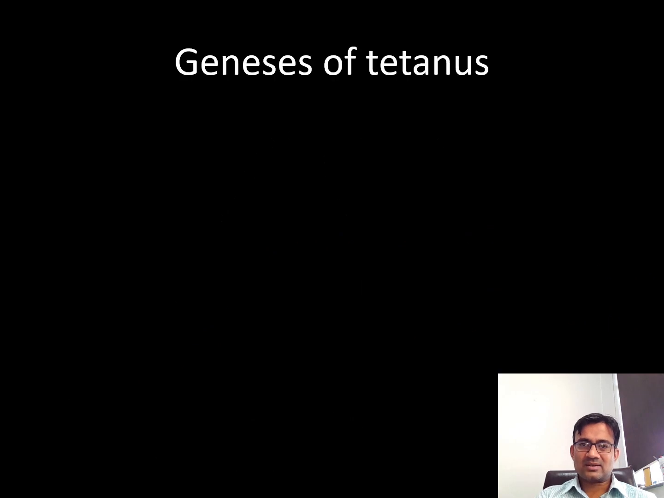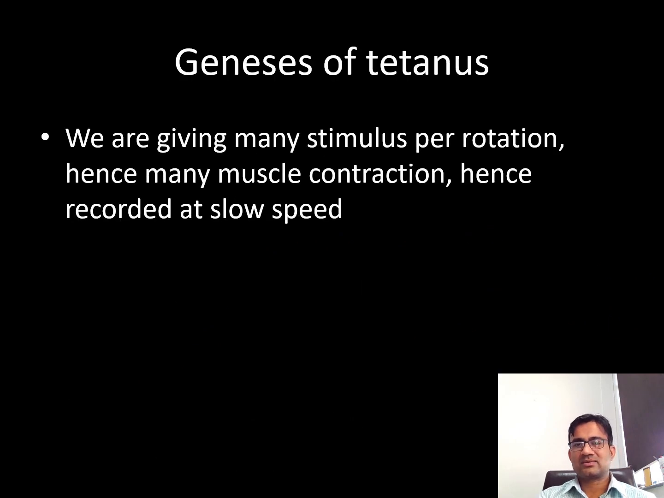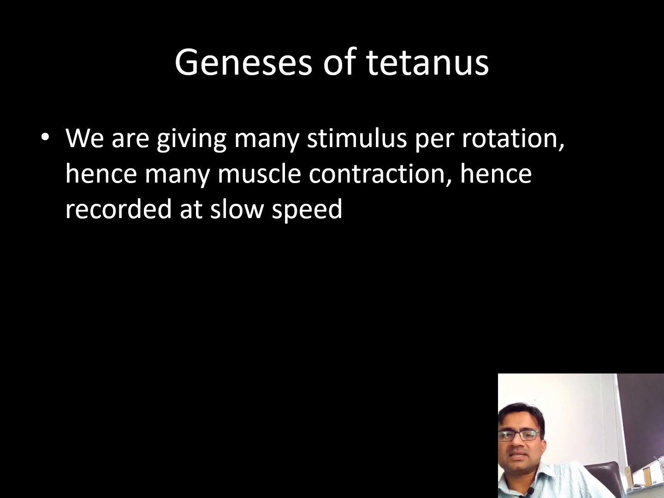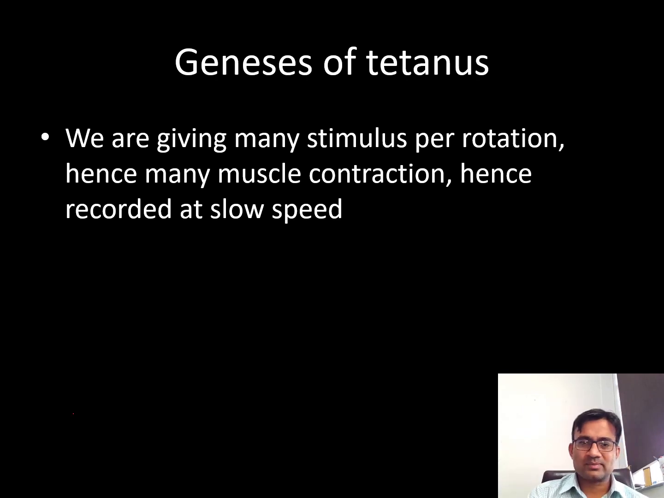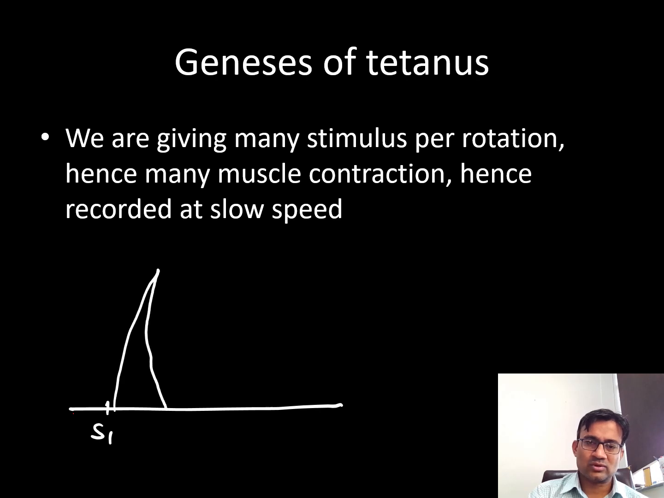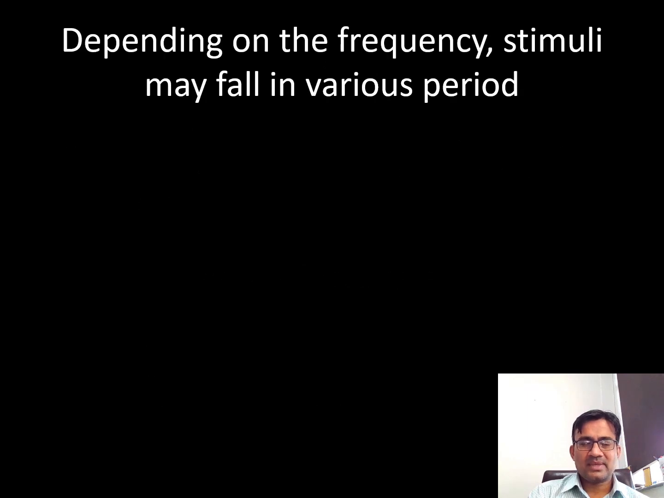So after that, now we will go to genesis of tetanus. So here in genesis of tetanus, we are giving many stimulus per rotation. So there are many muscle contractions. So that is why we are recording at a slow speed. So whenever you are recording at a slow speed, simple muscle twitch will be recorded like this. So now depending on frequency, stimuli will fall in various periods.